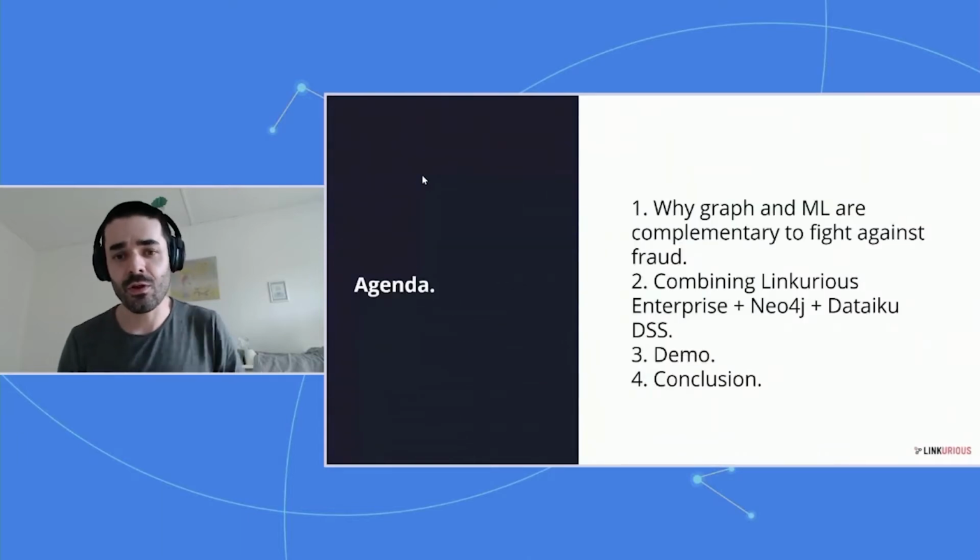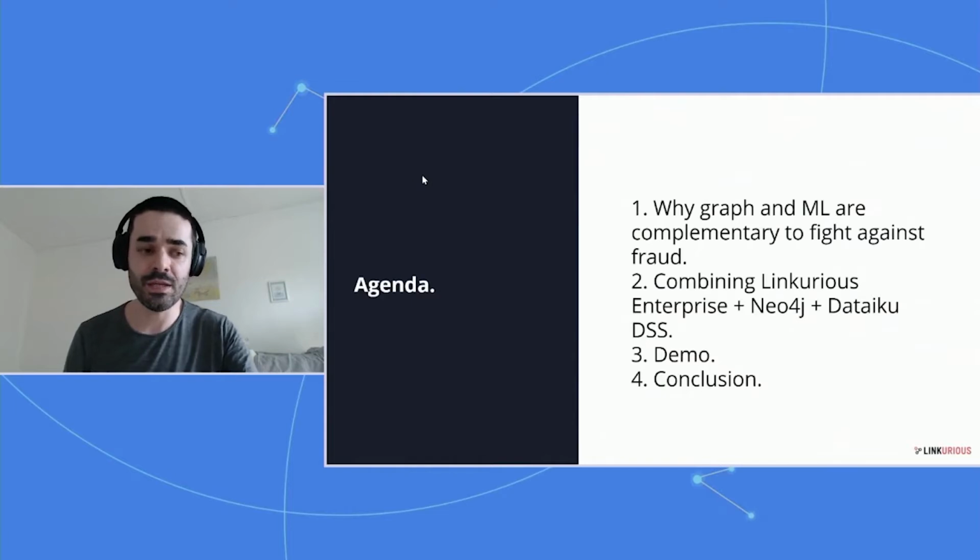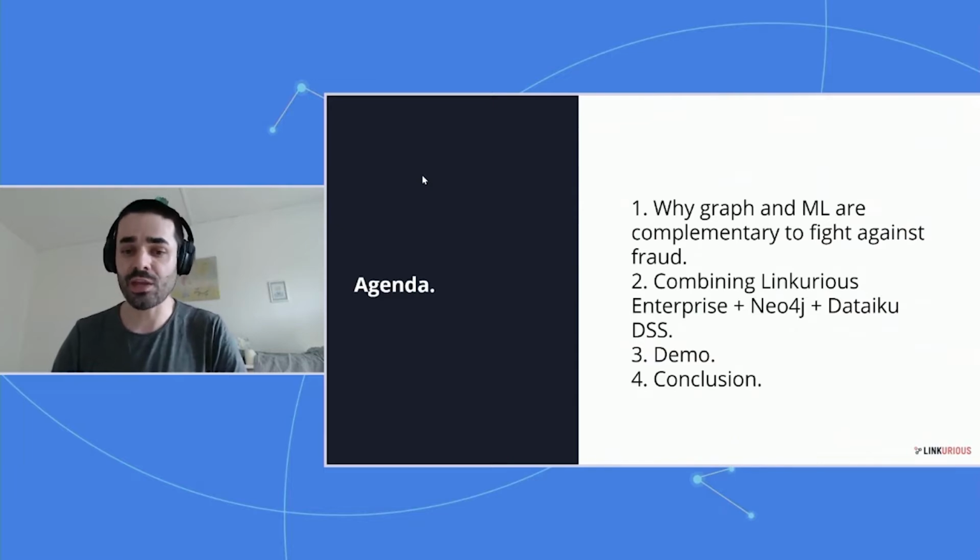So first, a quick word about the agenda that we will be going through together. To get started, I'll explain why graph and machine learning are complementary to fight against fraud. Then I will showcase a concrete approach to do that, which combines Linkurious Enterprise, Neo4j, but also Dataiku DSS. After that, there will be a demo, and then a few words of conclusion.